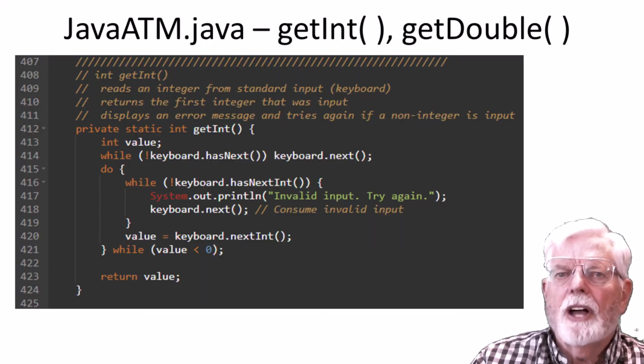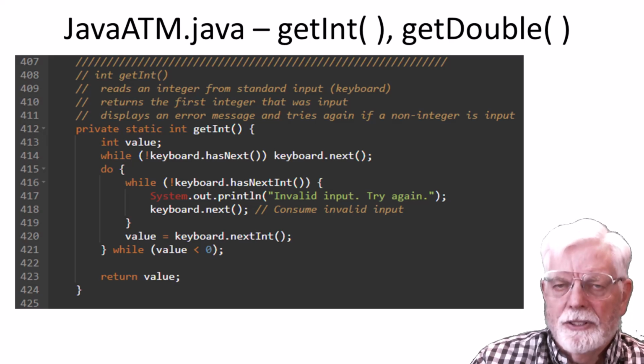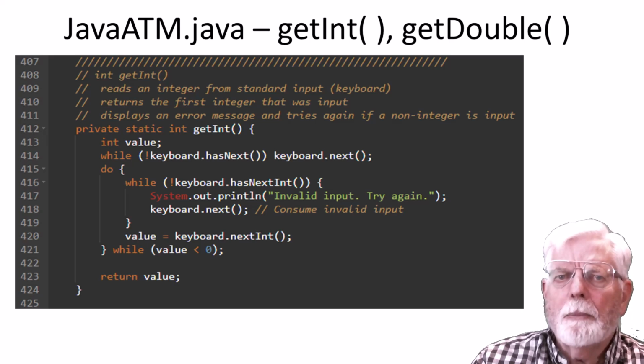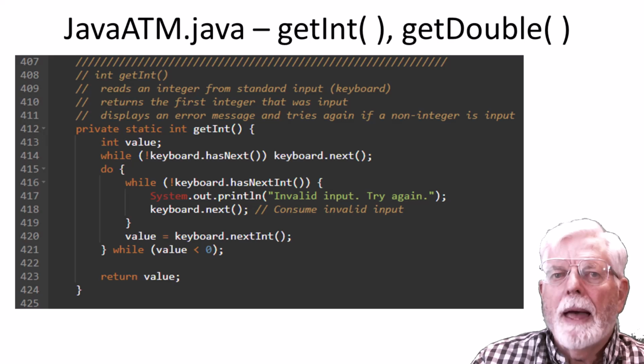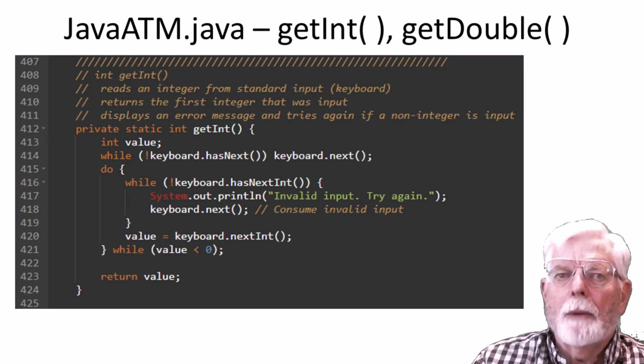The last things in the Java ATM code file are the getInt and getDouble methods. The getInt method just reads the keyboard, expecting a positive integer to be entered. If successful, the text string is read from the keyboard and converted into an integer data type and returned back to the main program. If something other than an integer is entered, an error message is displayed. The code loops back to give the user the opportunity to enter a positive integer. Code for the getDouble method is not shown here. You can see it if you want by looking at the Java ATM Java file.